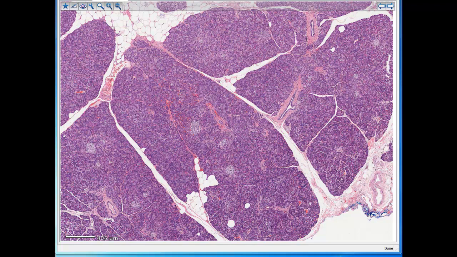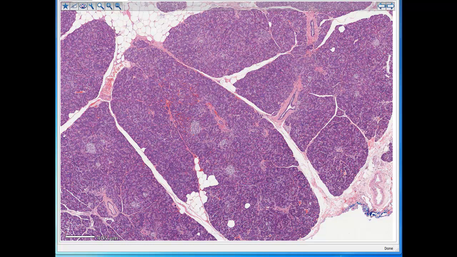This is a specimen of human pancreas, and I'm going to zoom in on different parts of this pancreas to illustrate how much information there's actually in this specimen. As an experienced histologist, I can read this specimen.